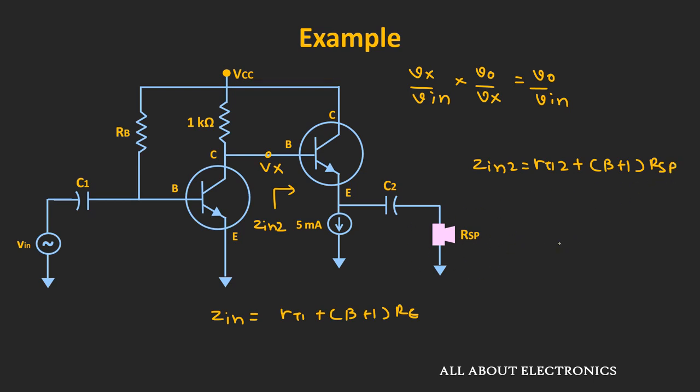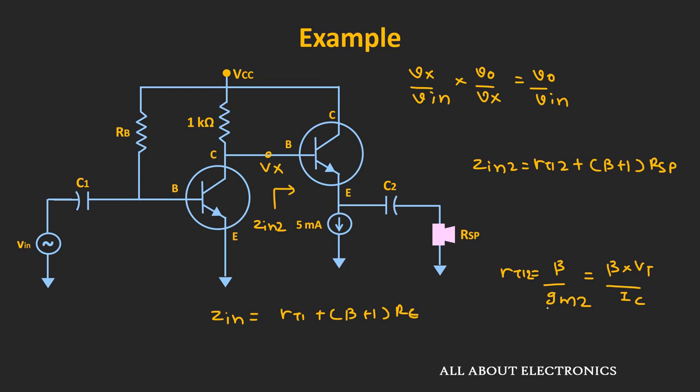Now here we have already been given the value of beta as well as RSP. So the beta is 100 while the impedance of the speaker is equal to 8 ohm. So the only thing which we need to find is the R pi 2. Now we know that R pi can be given as beta divided by Gm. So in this case, this R pi 2 will be equal to beta divided by Gm2. That is equal to beta times Vt divided by Ic.